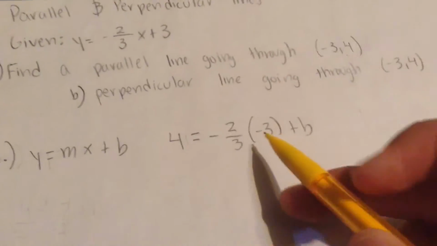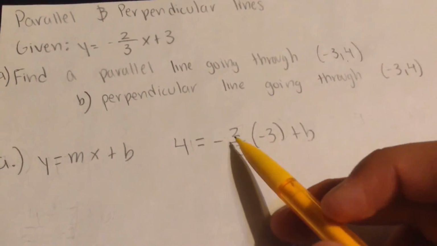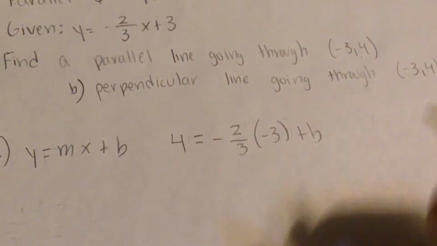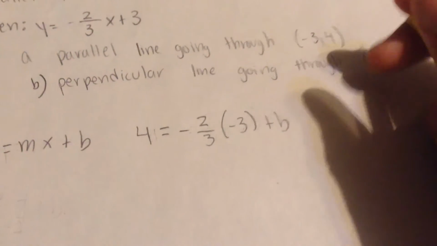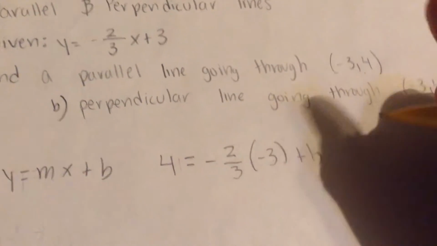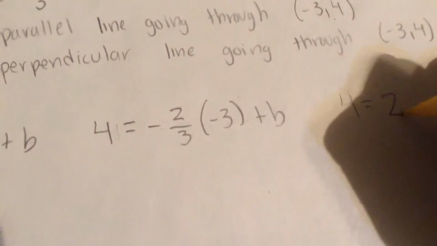The first thing we have to do is multiply according to PEMDAS, which is negative 2/3 times negative 3, which is the same thing as 6/3. And we know that we can simplify that even further and that will equal 2. So the equation will now look like this: 4 equals 2 plus b.